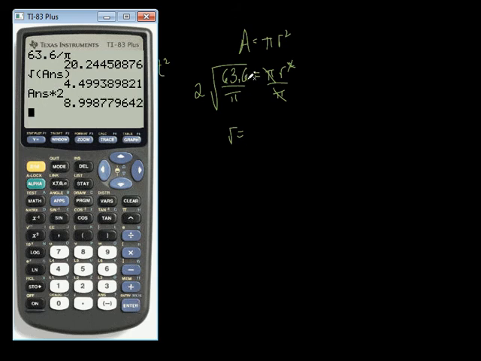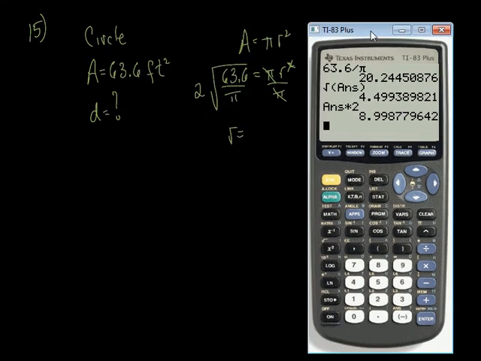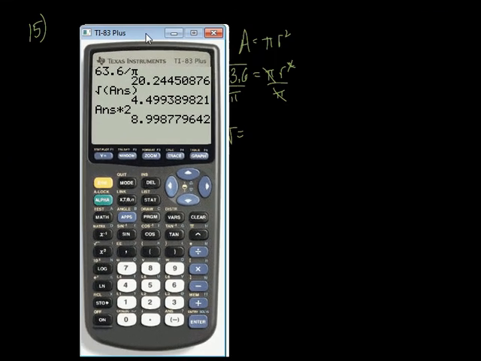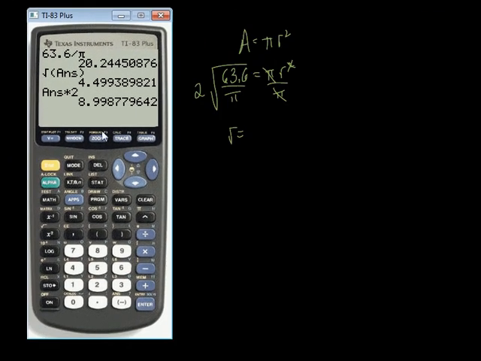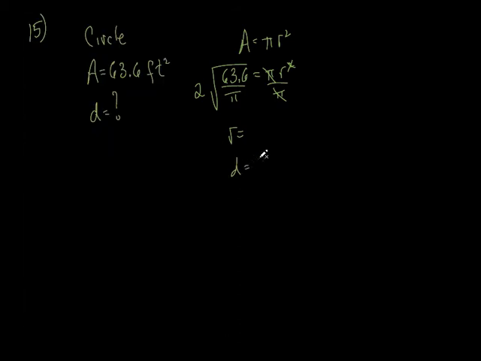Again, why did I multiply it by 2? I multiplied it by 2 because what I'm doing here is I'm solving for the radius, but I want to find the diameter. See, d equals. I want to find the diameter of this circle. So I just multiply it by 2. So 8.998, or what does that round to? Looks like it rounds to about 9.0. So the diameter is 9.0, or just 9. It's fine. So it's in feet. That's the diameter of that circle.